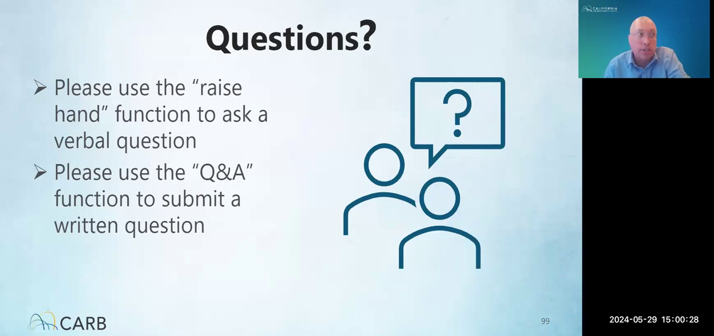Carl Moyer is currently revising their commercial harbor craft, their marine funding guidelines, to align better with the amended commercial harbor craft regulation. So CARB is working on the harbor craft side and trying to coordinate with the California Energy Commission on the infrastructure side. Thanks for the additional context there, Andrew.